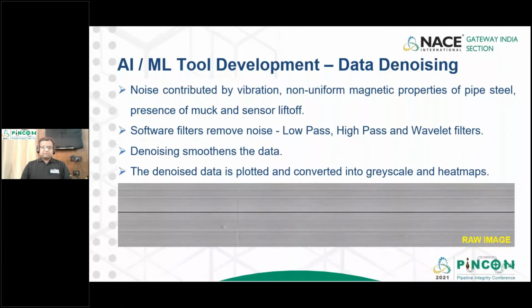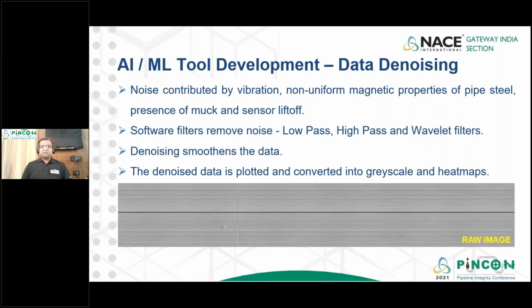The data captured from the pig is while the pig is in motion. That means there is some induced noise in the data itself. The noise could be because of the electronics itself or external factors like non-uniform pipe material, vibration of the pig, or sensor liftoff.